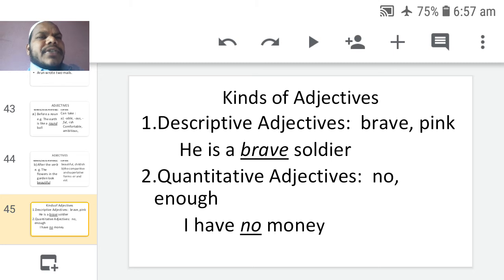Let's see kinds of adjectives. Descriptive adjectives: brave, pink. As an example, he is a brave soldier. Brave is completely describing, so these are descriptive adjectives. Next, quantitative adjectives, showing quantity: no, enough. I have no money.